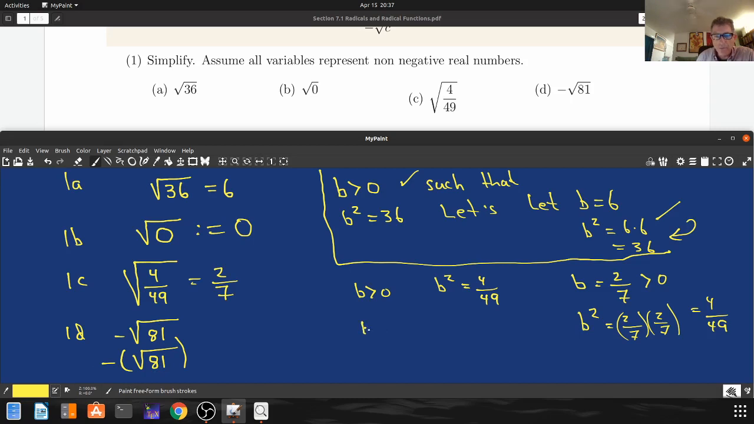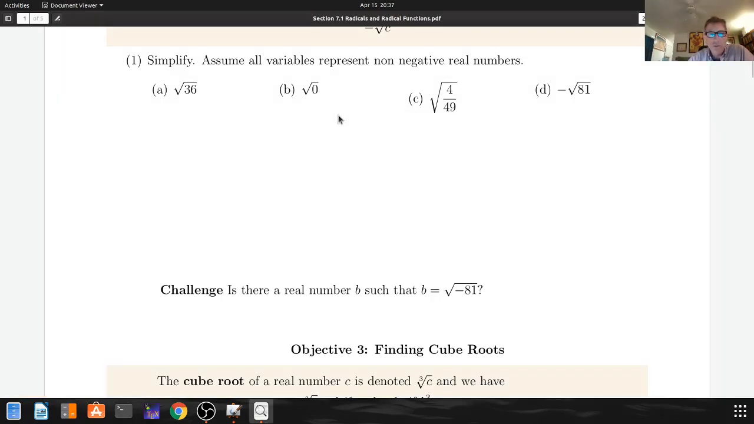So I find the positive square root of 81 and then I negate it. So I'm looking for b greater than 0 such that b squared is equal to 81. If I let b be equal to 9, 9 is greater than 0, and b squared is equal to 9 times 9, which is 81. So the positive square root of 81 is 9. So the answer is minus 9. That's the answer. Okay. So let's go on.